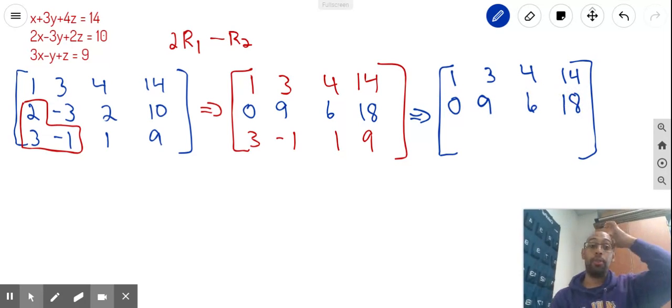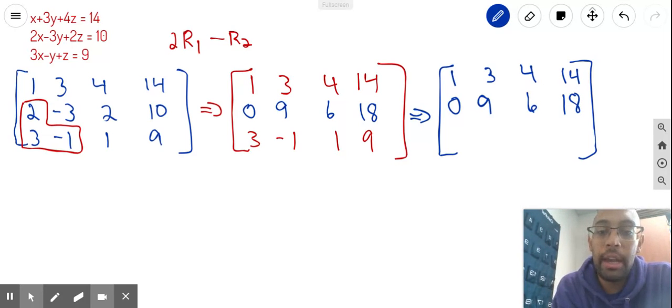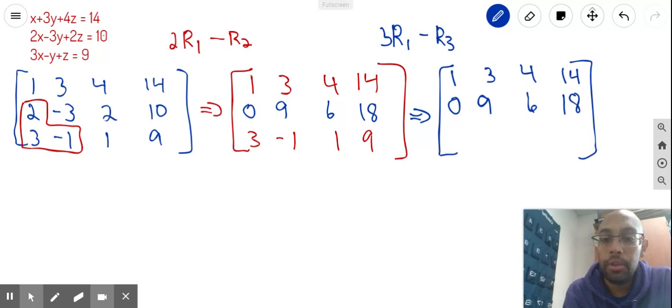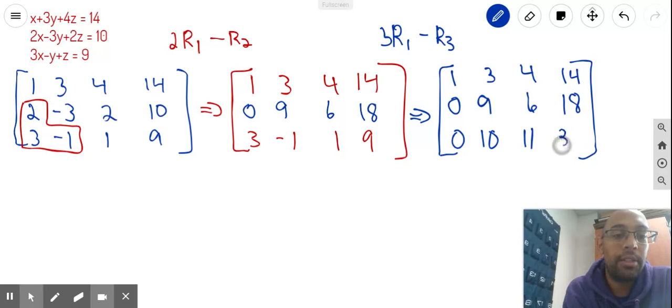And now I'm going to change row 3. Looking at the first values for row 1 and row 3, I have 1 and I have 3. So if I want to do a row operation here, I don't need to change row 3. I just need to multiply every number in row 1 by 3 and subtract it from row 3. So 3 times 1 is 3, minus 3 is 0. 3 times 3 is 9, minus a negative 1 is a positive 10. 4 times 3 is 12, minus 1 is 11. And then 3 times 14 is 42, minus 9 is 33.